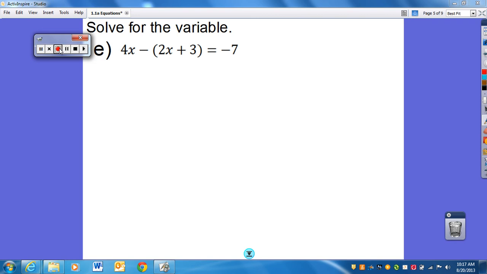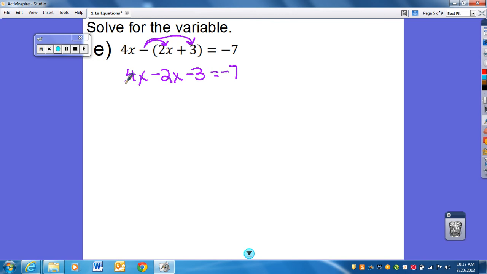Alright, let's move on. Here again we have an example of the distributive property because we have a negative sign or a minus outside of our parentheses, and we need to make sure that both of these values are being subtracted. So we're going to distribute that negative sign, or the minus sign, to both of those, making it 4x minus 2x minus 3 is equal to negative 7.